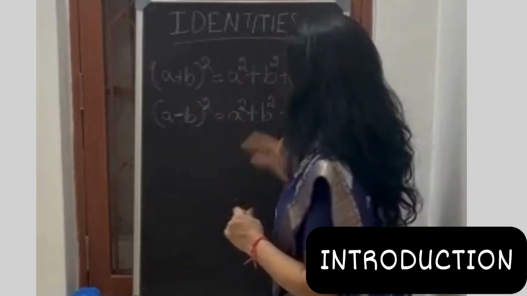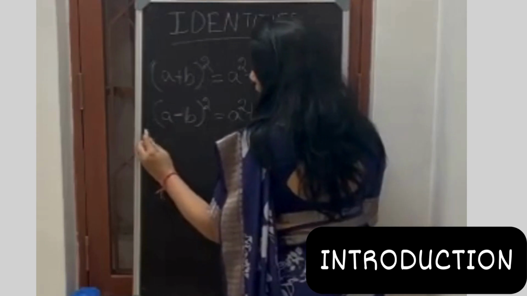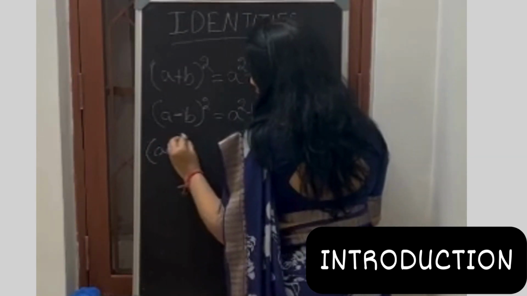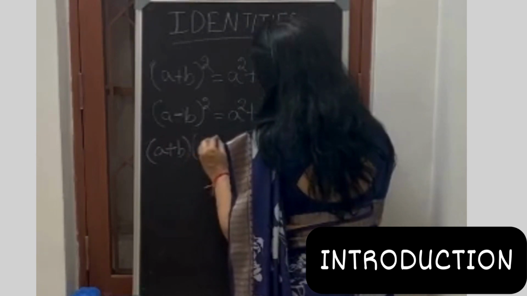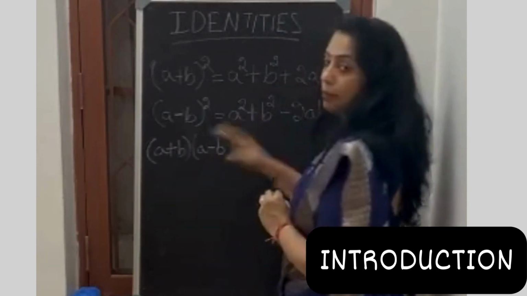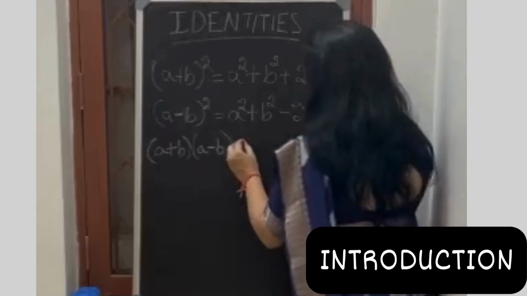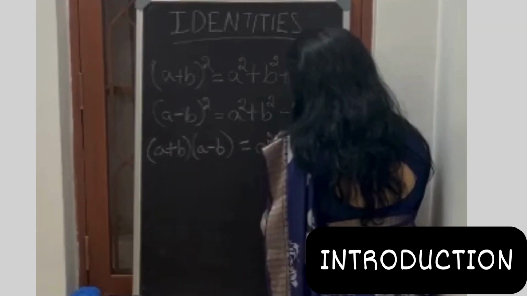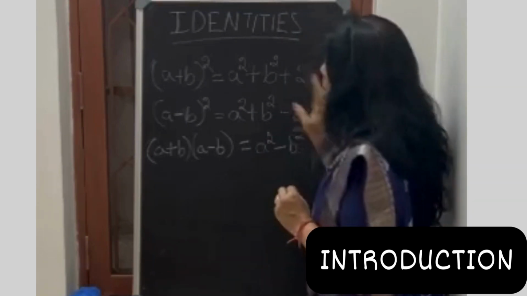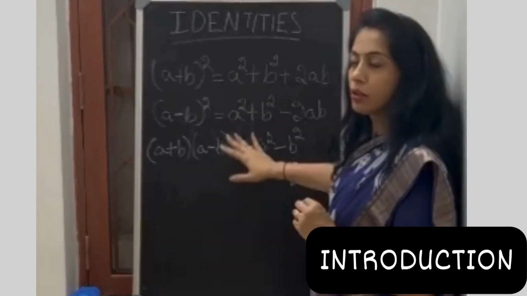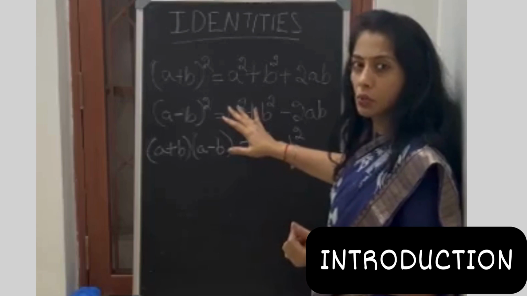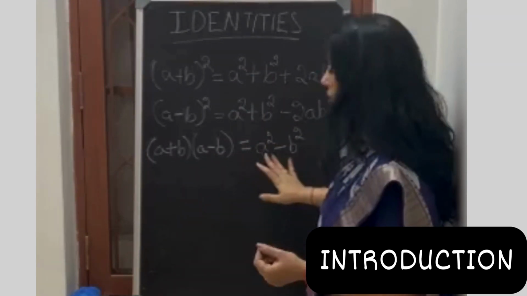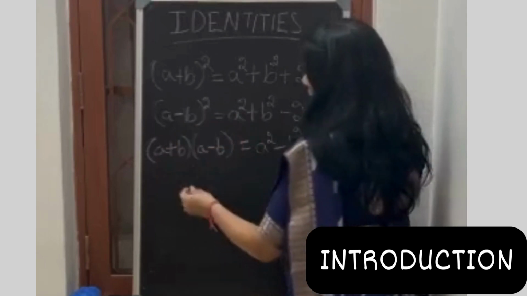Next, after this, (a plus b) into (a minus b). Very easy. The answer is just a square minus b square. If you remember these formulas, it will be just a minute's work to solve the sums. So please remember them. (a plus b) into (a minus b) is a square minus b square.